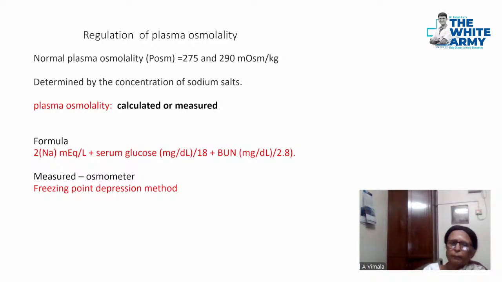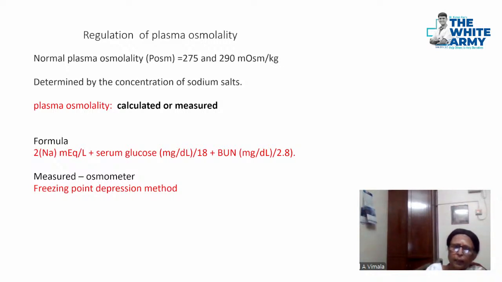We also know that plasma osmolality can be calculated or it can be measured. The formula for calculation is 2 times sodium in milliequivalents per liter plus glucose in milligram per deciliter divided by 18 plus urea nitrogen in milligram per deciliter divided by 2.8, or urea in milligram per deciliter divided by 6. This formula we have discussed earlier also. The 2 is because sodium exists as sodium chloride, so it dissociates into 2 ions, contributing to osmolality.